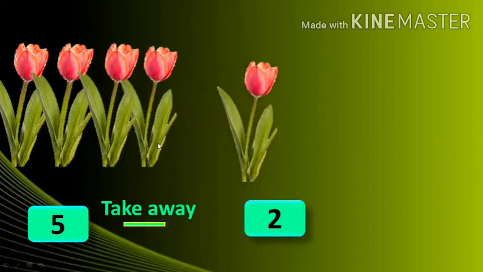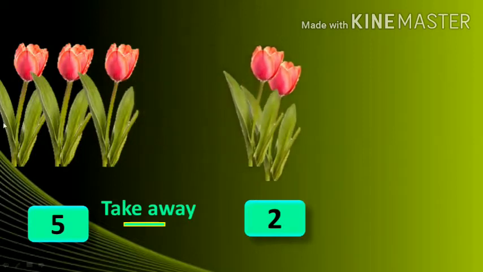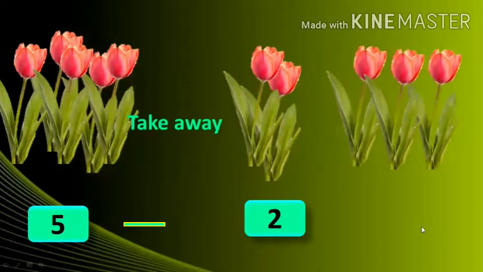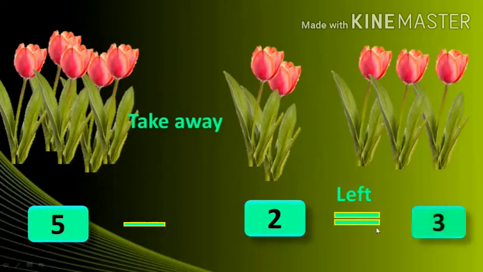1, 2. How many left here? 1, 2, 3. That means 5 minus 2 equals to 3. So, from 5 flowers, we are taking away 2 flowers. We are getting 3 flowers. That means 5 minus 2 equals to 3.